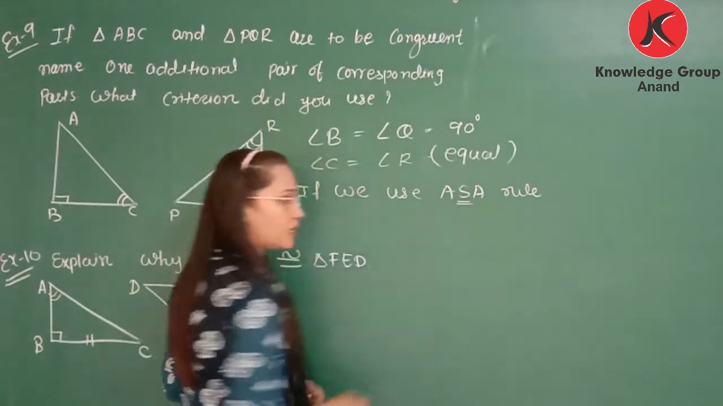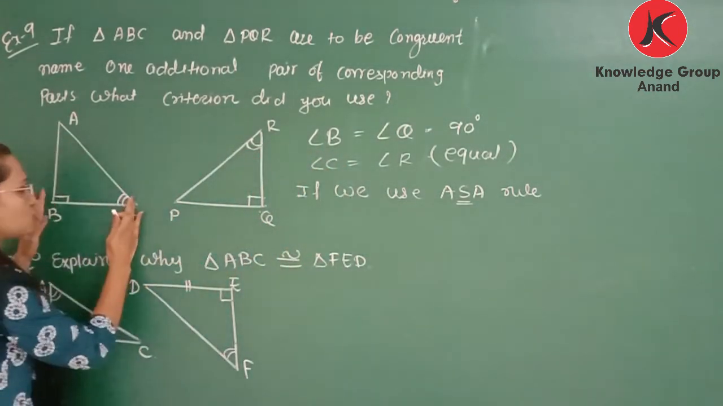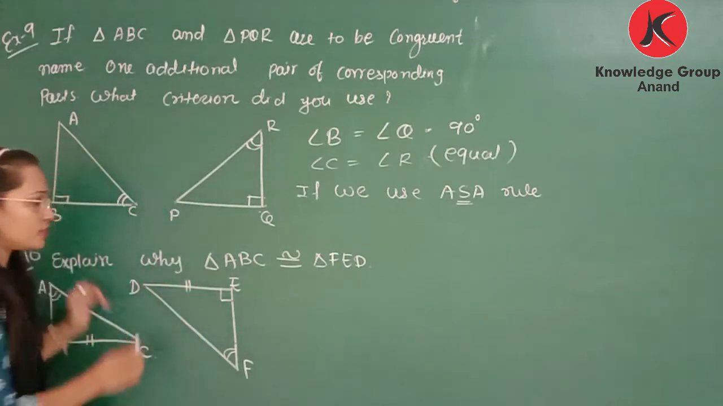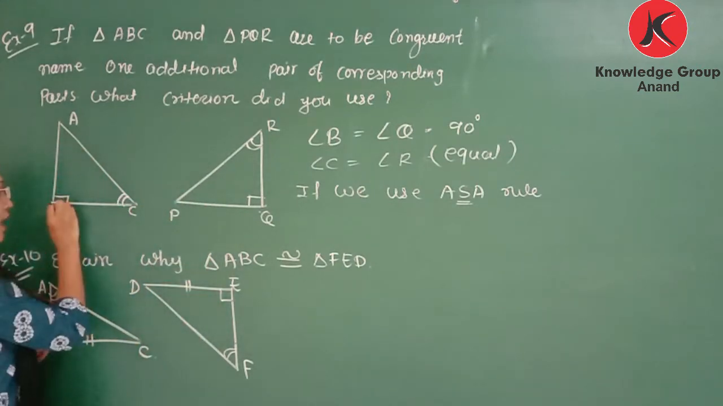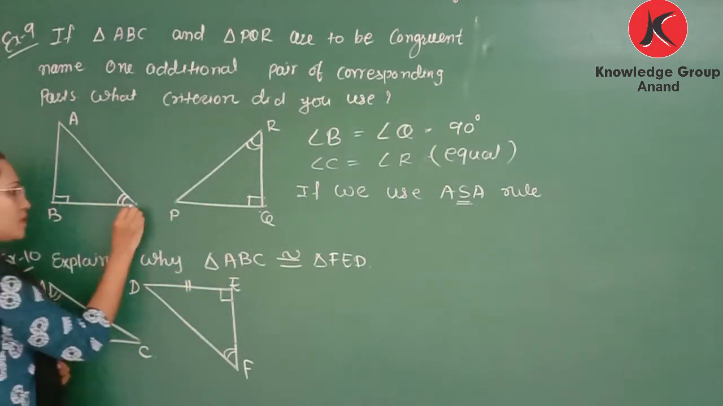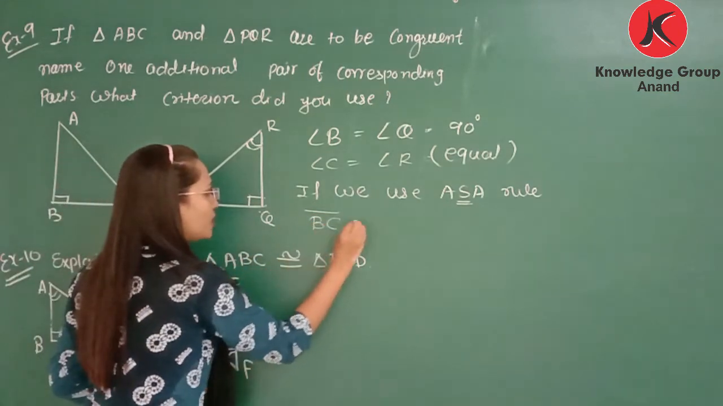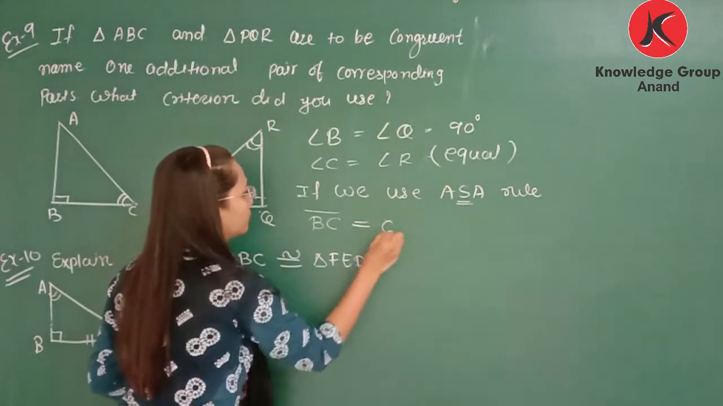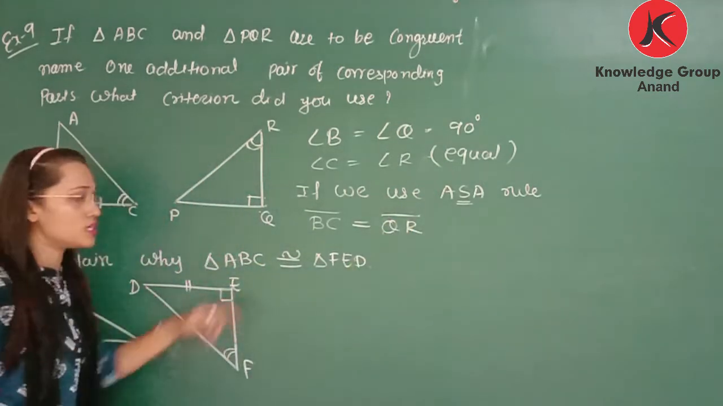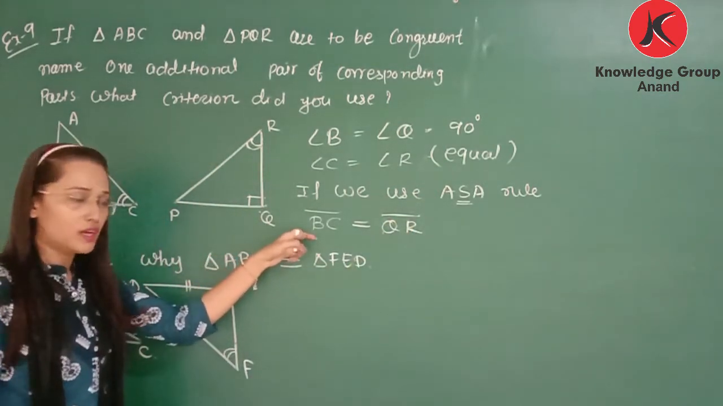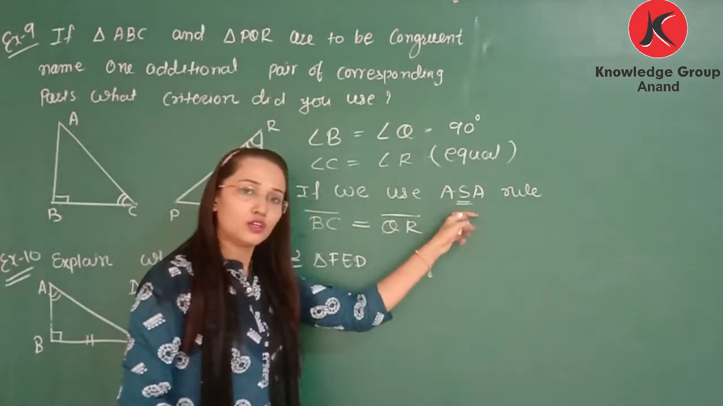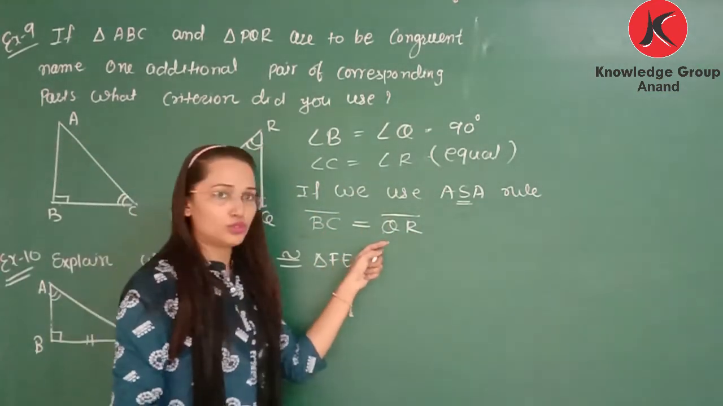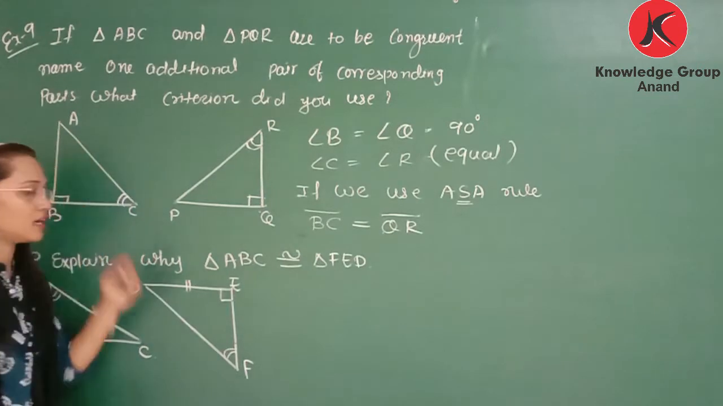Now the side must be included, and if we say that these two angles and these two angles are equal, then which is the included side for angle B and angle C? It is side BC. We must have BC equal to QR. So this third condition must be there by using the ASA rule. BC is equal to QR. Then only these two triangles are congruent.